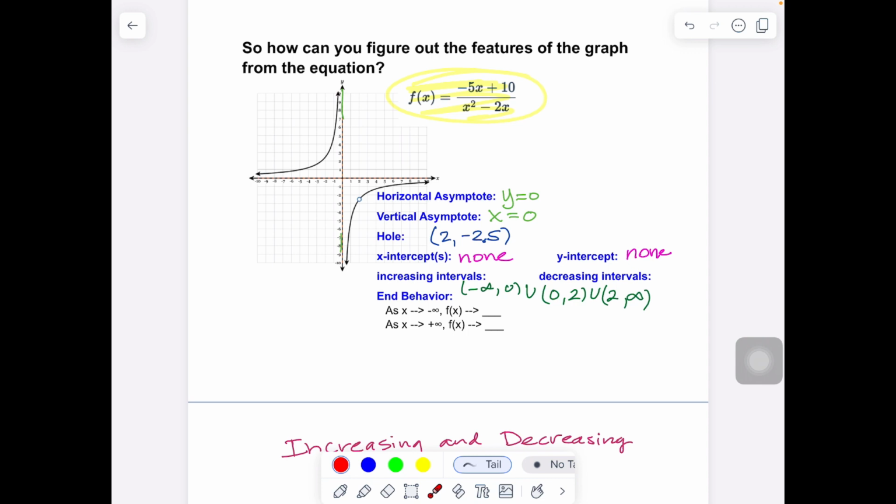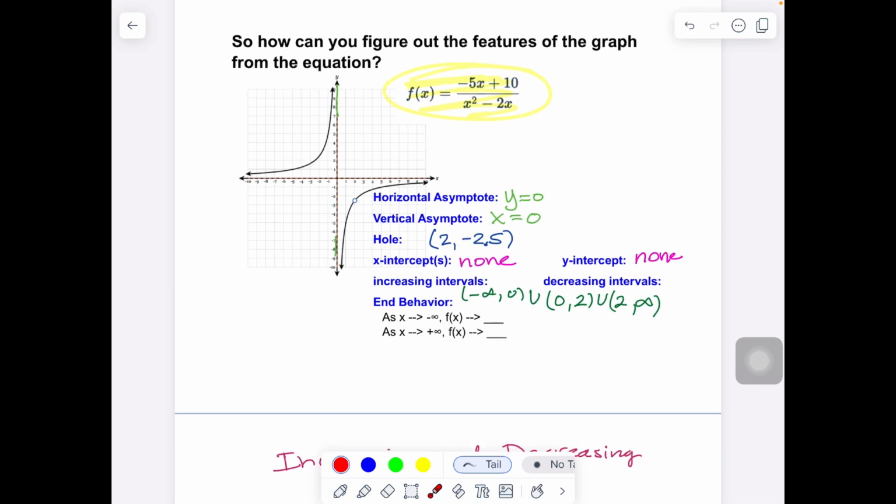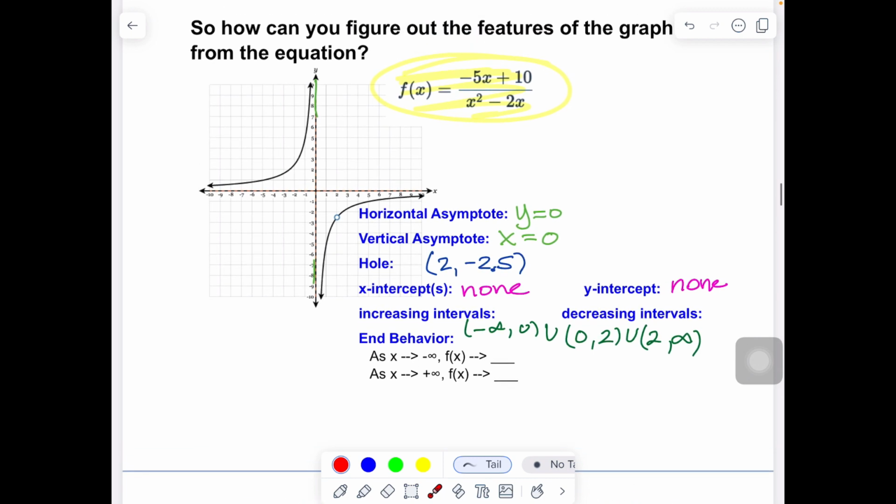Those are increasing intervals. And I know I've written kind of small on this space. You have a very small place to work with, so try to fit this in where you can. But the decreasing intervals, that's easy, isn't it? There are none. There's nowhere that it's going down. It's always going up.